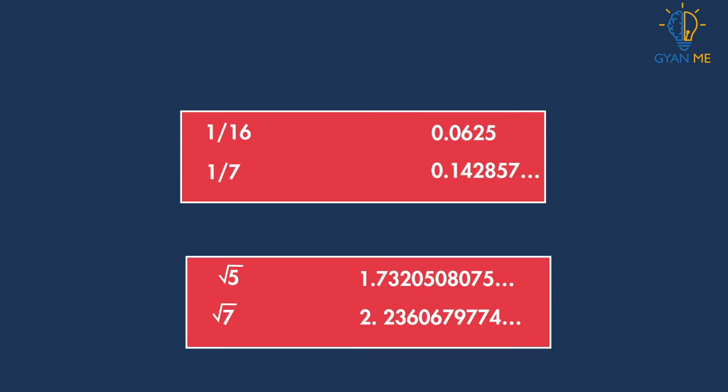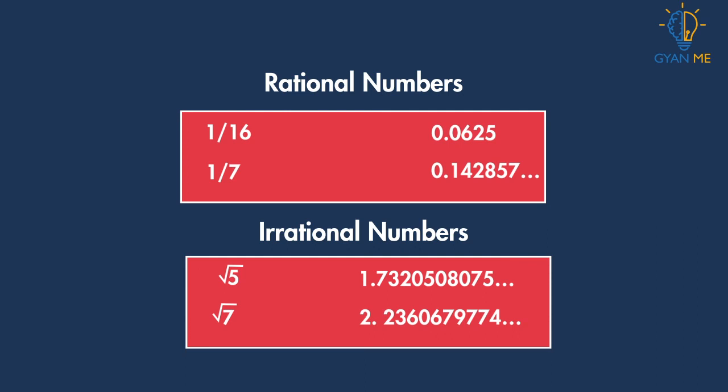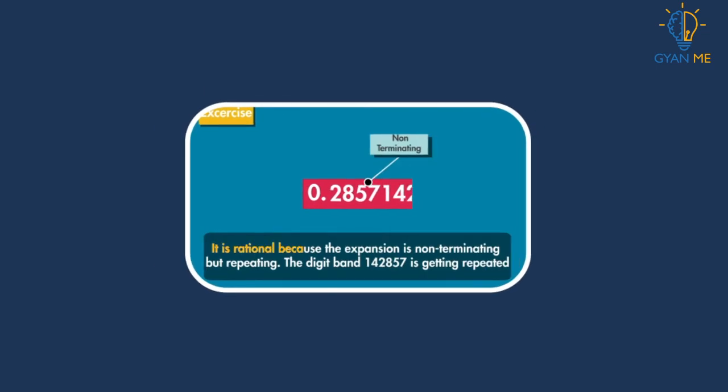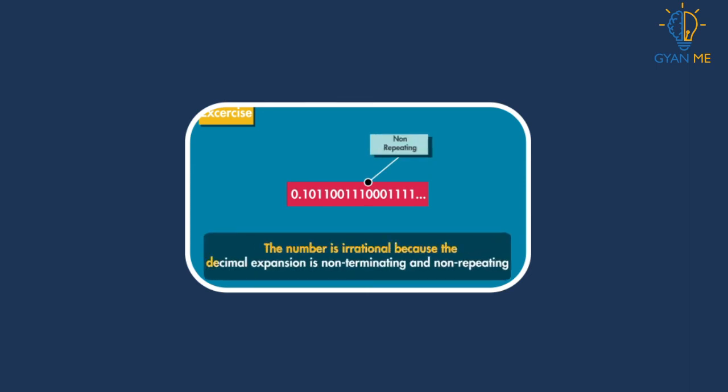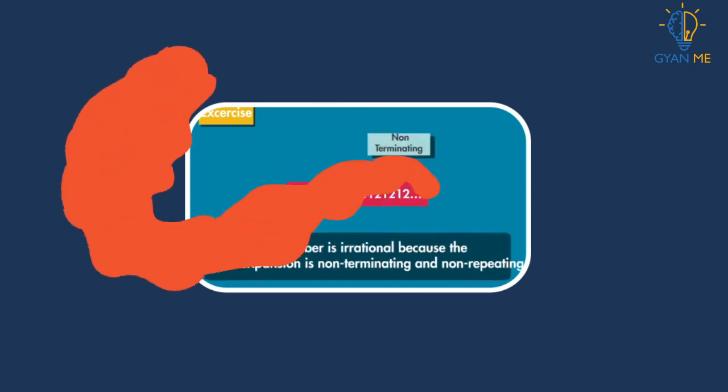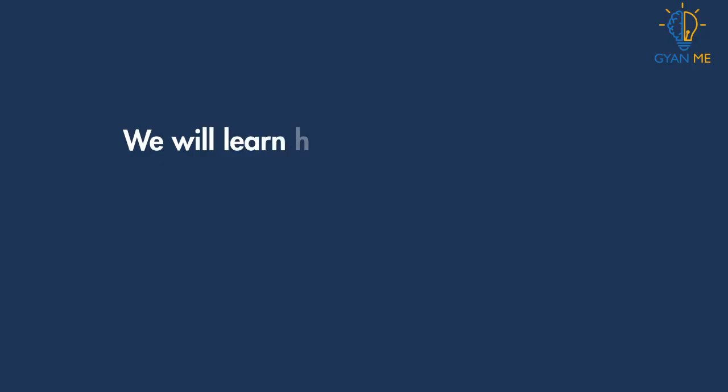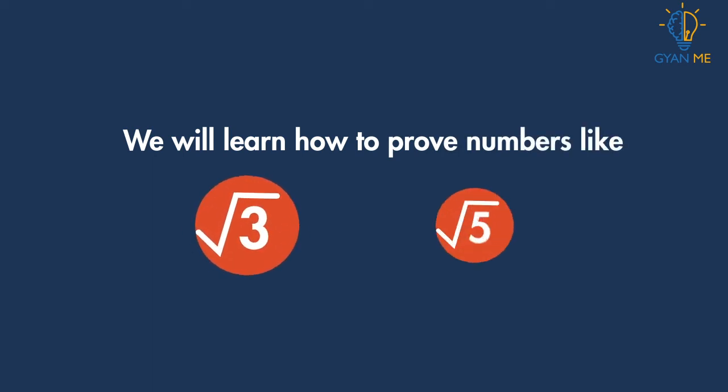So students, we learned how to convert rational and irrational number into their decimal forms. That is simply by long division method. But students, we also learned that if only decimal expansions, that is, the decimal forms of numbers are given, then from that also we can identify whether the number is rational or irrational. Students, in the next video, we will learn how to prove numbers like root 2, root 3, root 5 as irrational.